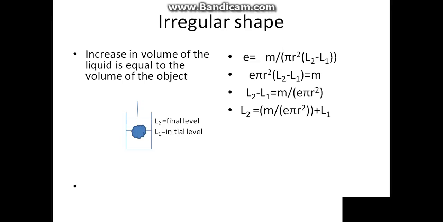Then, dividing by the density and pi r squared, leaving the ones in brackets behind, we have that L2 minus L1 is equal to mass over density pi r squared. Therefore, L2, which is the final level, is now equal to, in bracket, mass over density pi r squared, plus close bracket, L1.